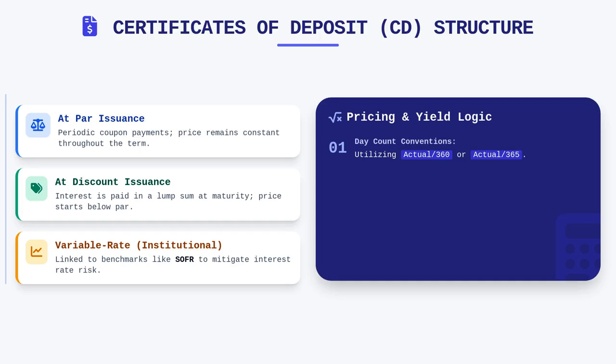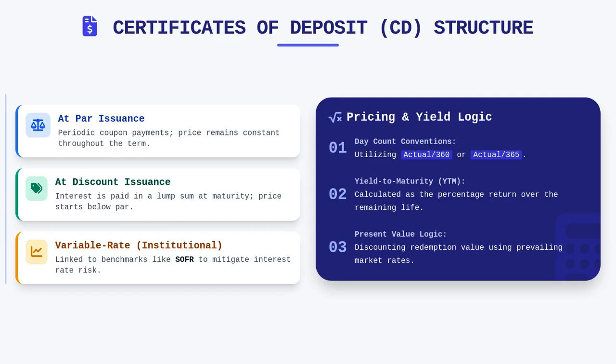However, for discount instruments, the yield to maturity is calculated by determining the percentage return on the investment over the remaining life of the certificate. This requires precise discounting of the final redemption value back to the present day using the prevailing market rate for the relevant maturity segment.